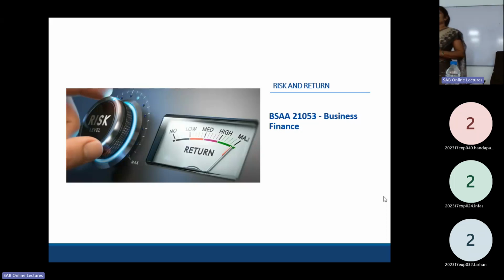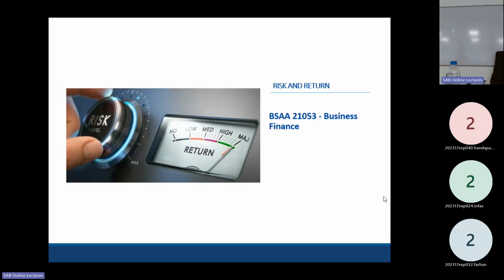So what is the relationship between risk and return? With your general knowledge, what is the relationship between risk and return? I always ask this question from you because you are my friend. What is the relationship between risk and return? Positive. Positive means higher the risk, higher the expected return.